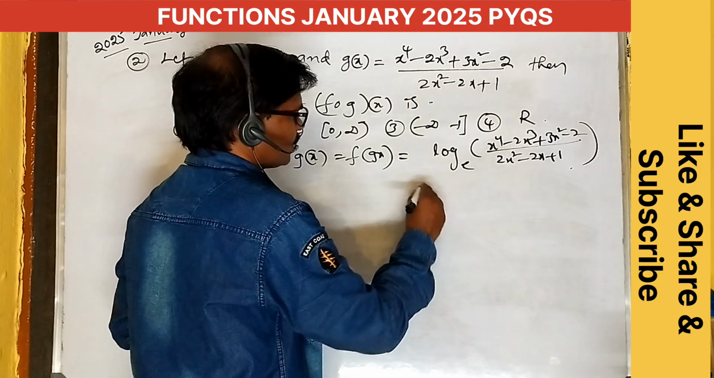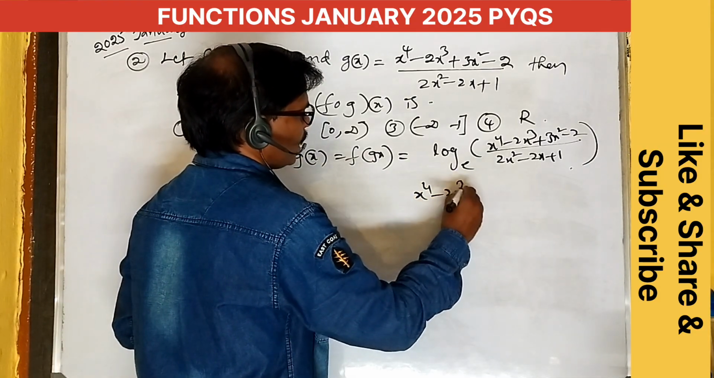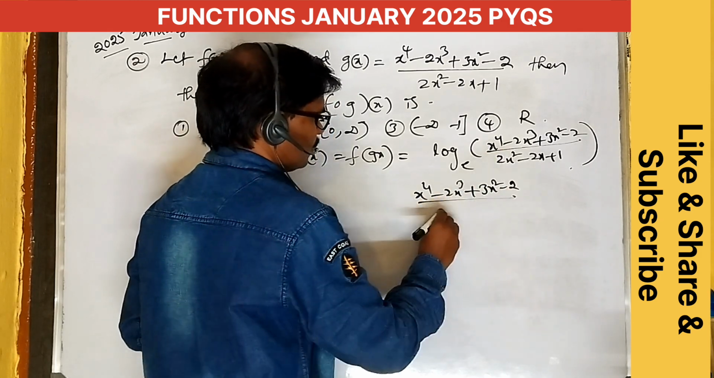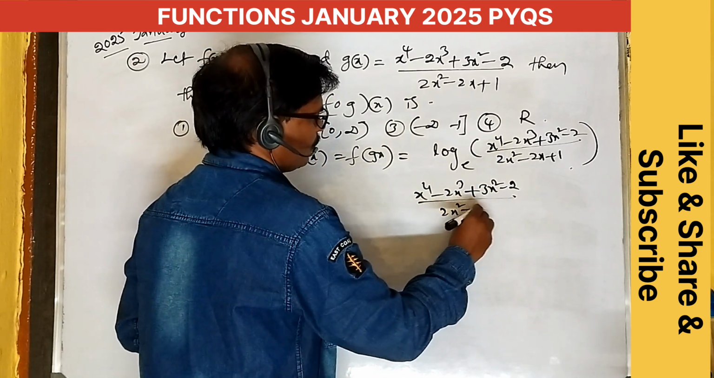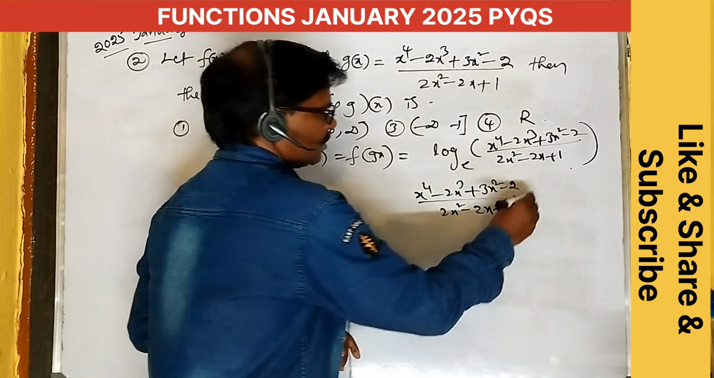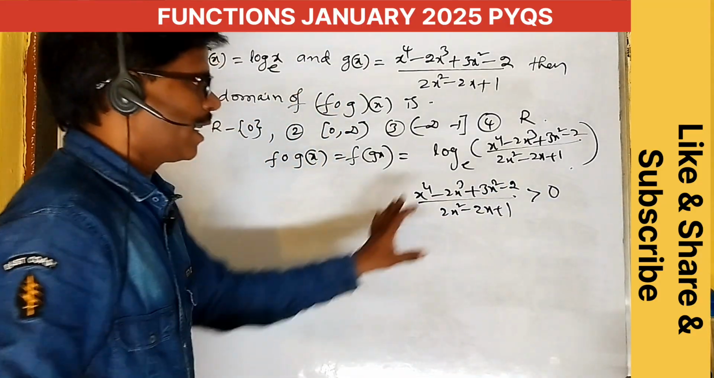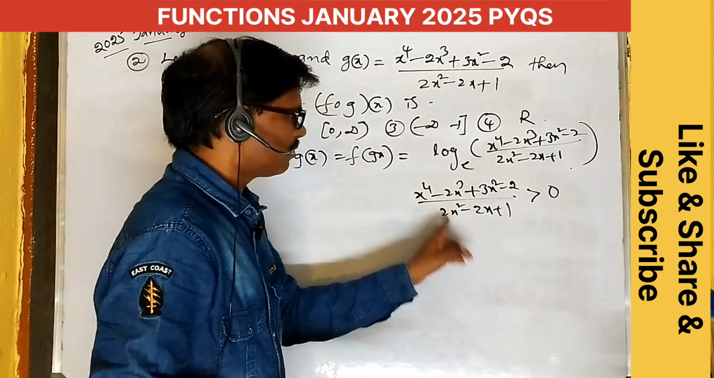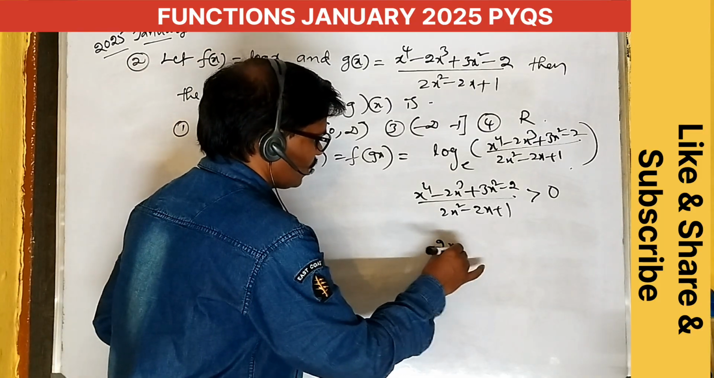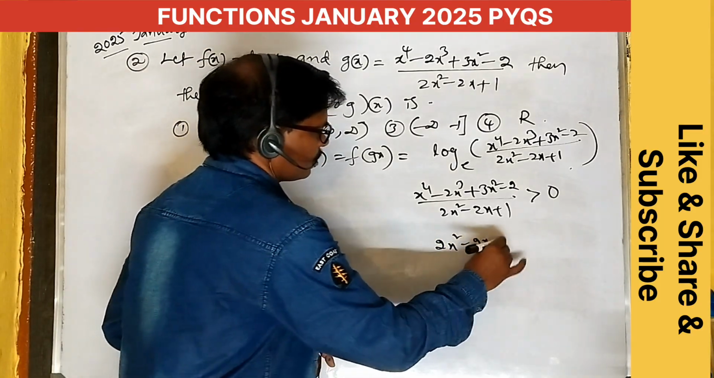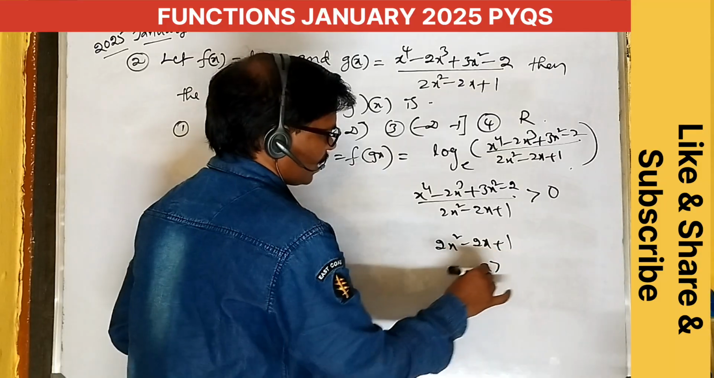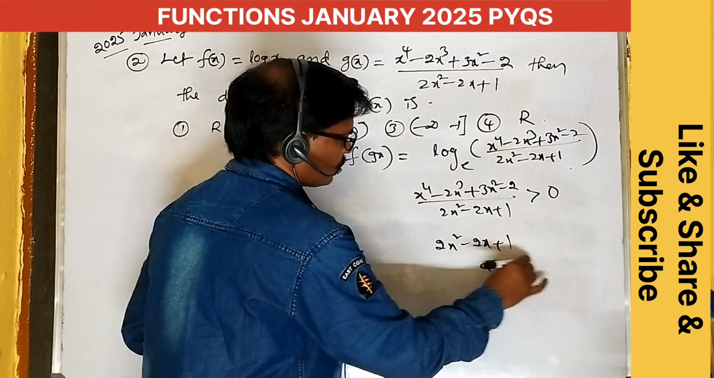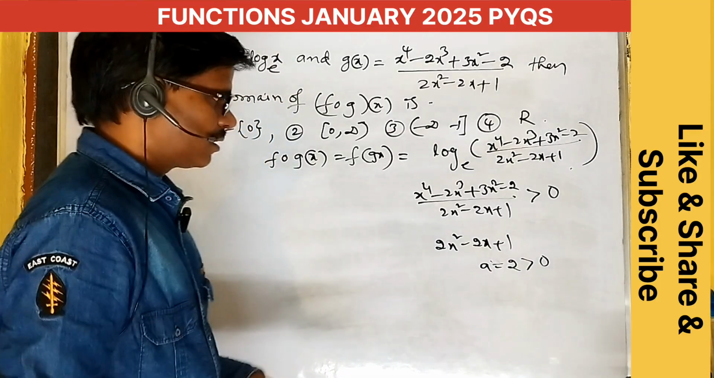This part is greater than or equal to 0. x power 4 minus 2x cube plus 3x square minus 2, divided by 2x square minus 2x plus 1. This is greater than 0. Log a part is greater than 0. Here, the downside part, what is the downside part? Simplify this one: 2x square minus 2x plus 1. Here a is equal to 2. What is the a value? A is equal to 2, greater than 0.